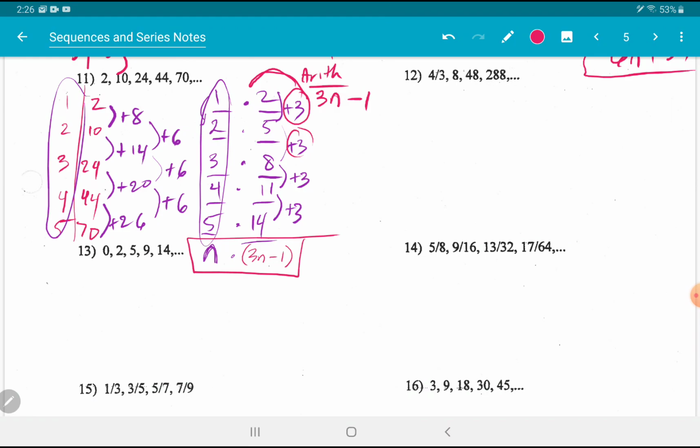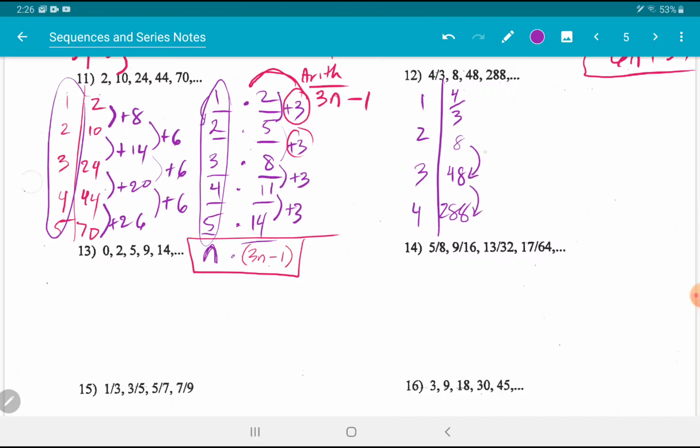Yeah, I guess that's all we could do with this one. Okay, let's go on to number 12. Oh, what in the world? We got a fraction here. Let's see. So we got 1, 2, 3, 4 terms. We have 4 thirds, 8, 48, 288. What's this? 8. Oh my gosh, that's huge.